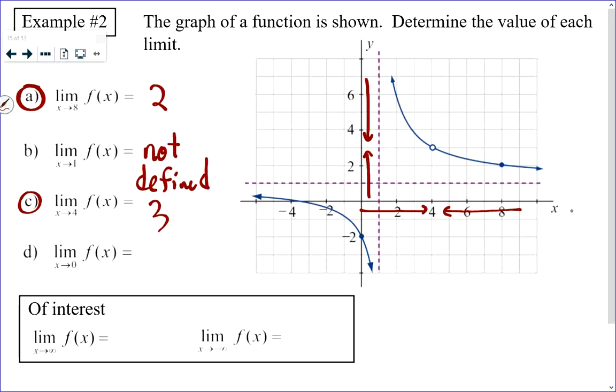As x approaches 0, you can see on the graph that y approaches -2. It might be of interest to note that as x approaches infinity or -infinity, y is approaching 1. As you move further and further to the right, that curve gets closer and closer to that horizontal asymptote of 1.